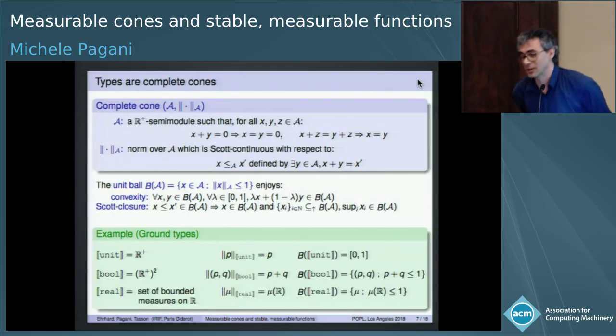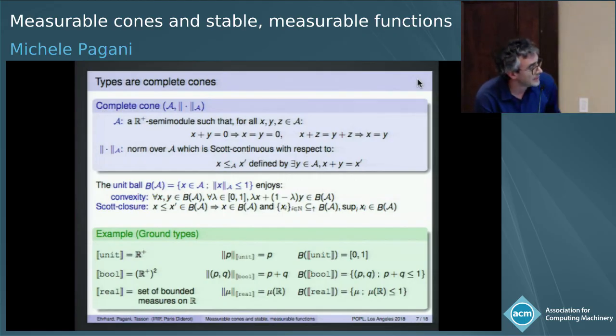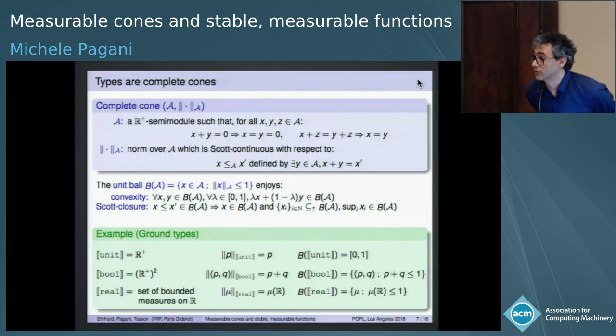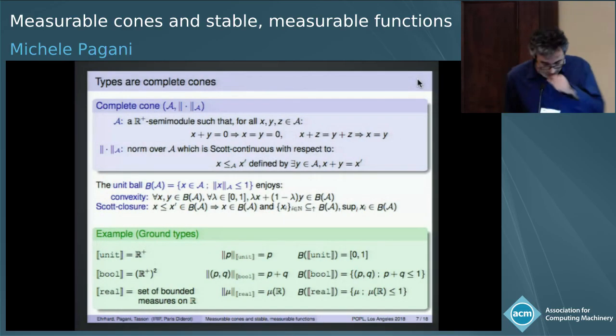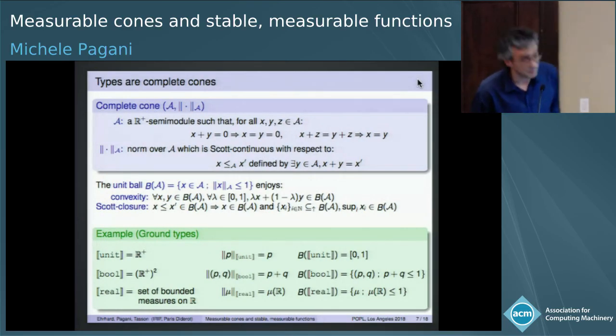the program to skip. Boolean is the same: you take the Cartesian product of R plus, and then the norm of a pair of two real numbers is the sum of the two. That means that the unit ball is the set of sub-probability distributions over true or false. That, until now, is simple, and the things become more interesting when we start to interpret uncountable data types like the real numbers.